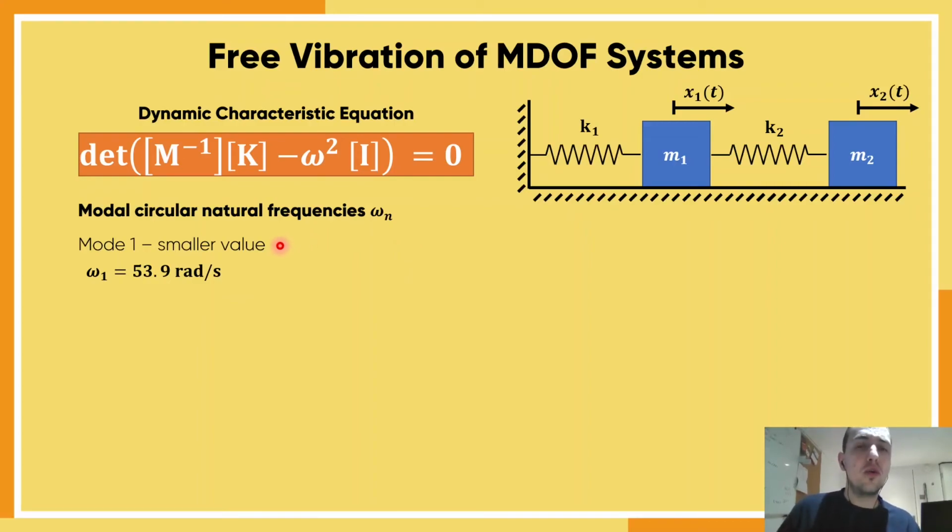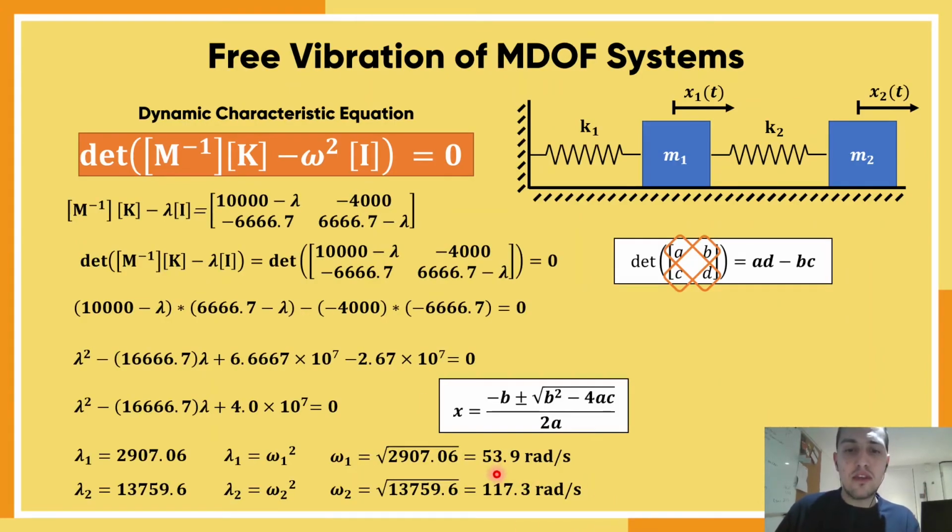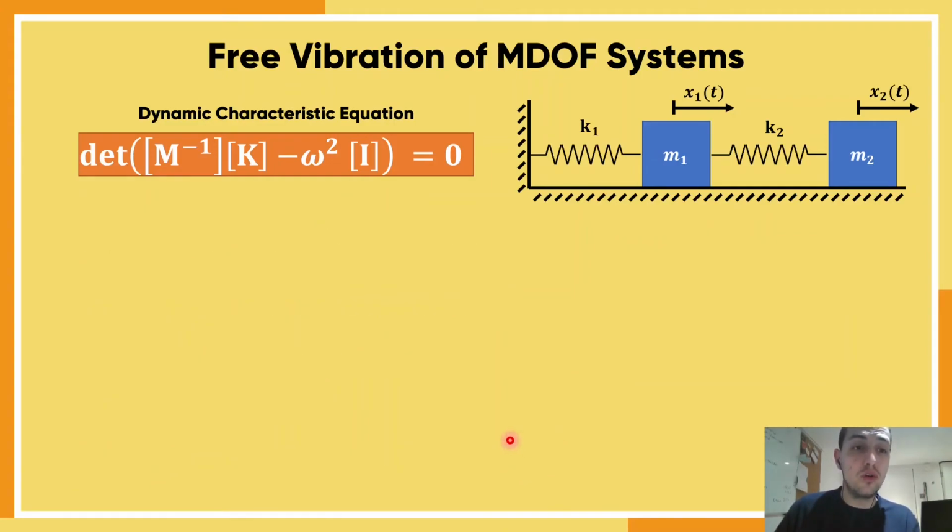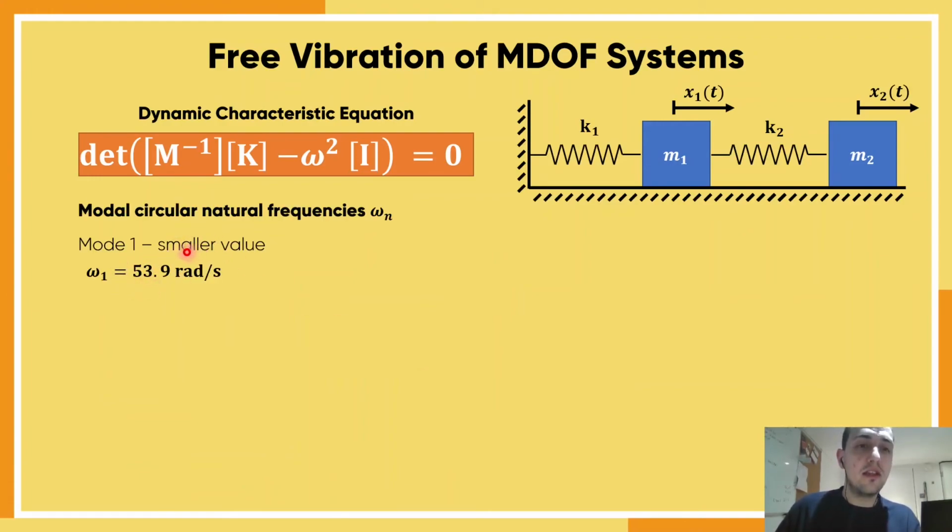For now, just know that mode 1 is described by the smaller value of these two. So in this case, we had 53.9 and 117.3. Mode 1 is always defined by the smallest of the two, okay? So in this case, the circular natural frequency of mode 1 is 53.9 radians per second. And the circular natural frequency for mode 2 will be the second smallest value, so 117.3.